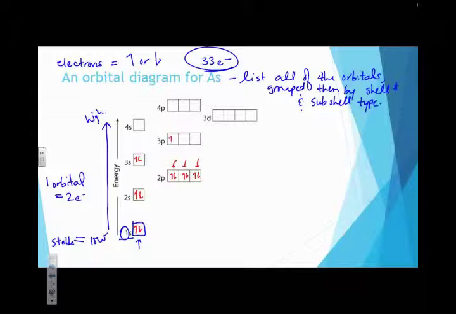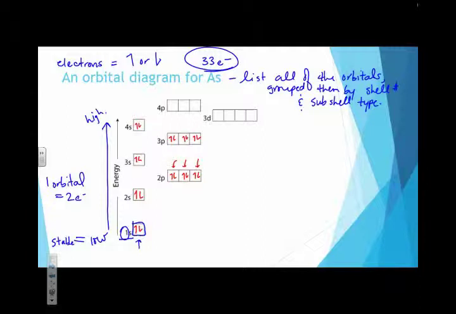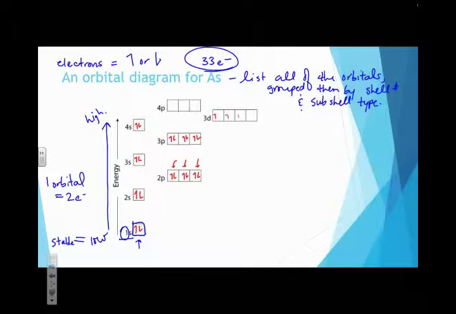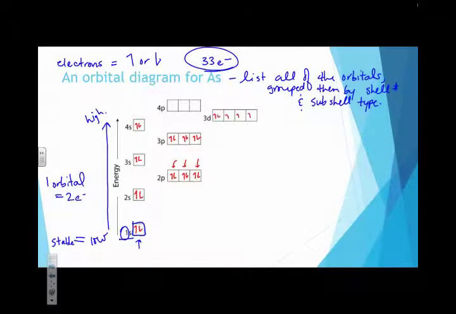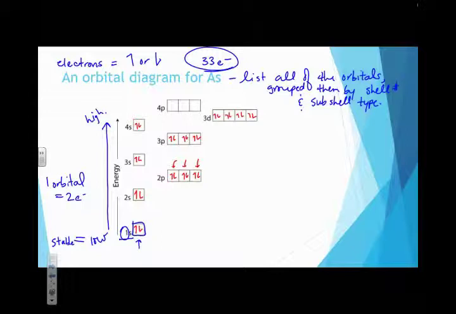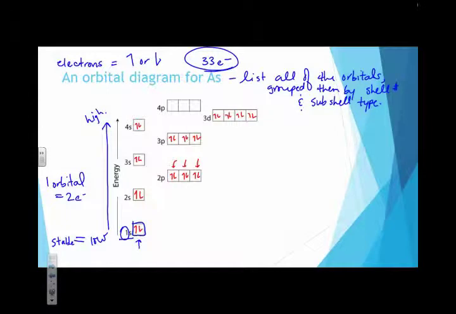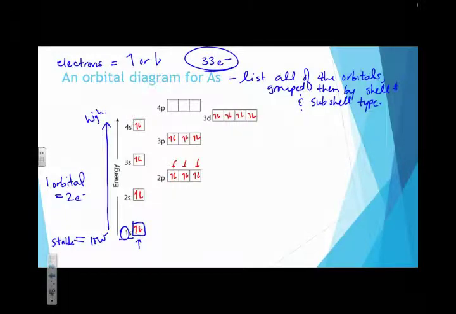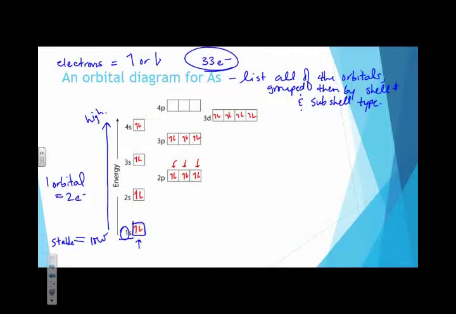Put some in the 3s, in the 3p, in the 4s, in the 3d. I'm just filling until I run out of electrons here. And I know that I'm going to stop in the 4p because if we look at arsenic, let me go back here for a minute.